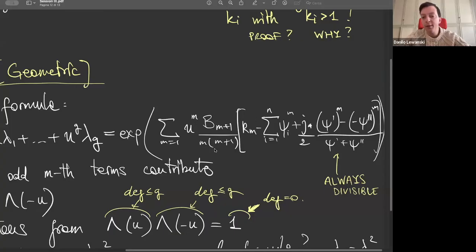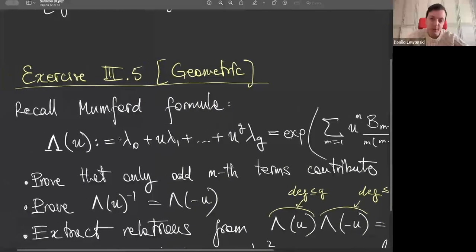And then after this, you have just a number, right? So no classes are mentioned here. And now this is the important part. You have three terms. The first term is a kappa class, or kappa m. This is not surprising, because how is u inserted in this formula? u is precisely the formal variable that keeps track of the cohomological degree.